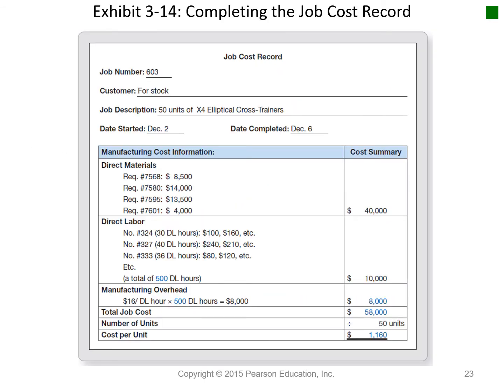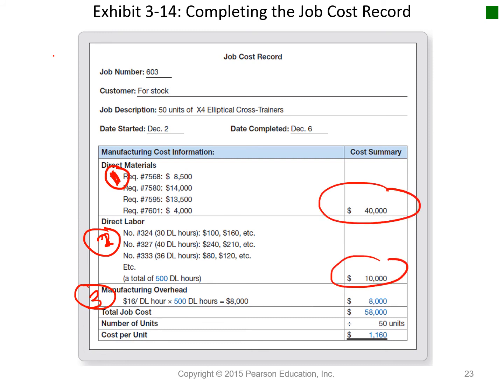So as you look at this job cost record, we now have the 3 product costs. Number 1 is direct materials. Number 2 is direct labor. And number 3 is manufacturing overhead. So you've got 40,000 plus 10,000 plus 8,000, guys. So 58,000 is your total cost of the job. You divide that by 50 units, you get a cost per unit of 1,160.